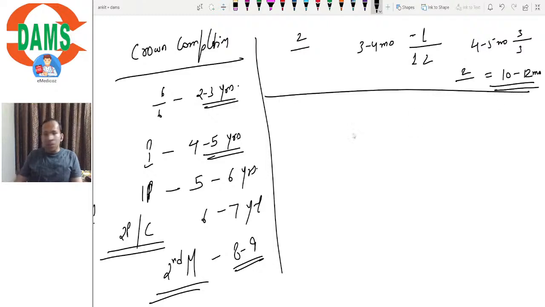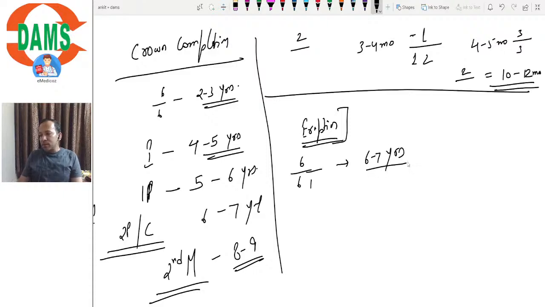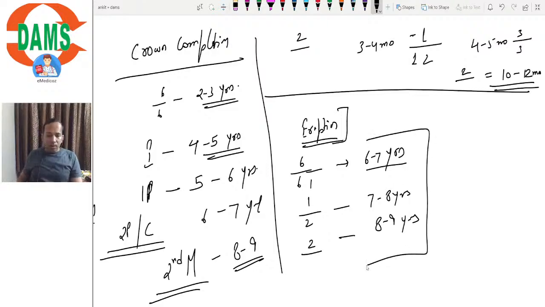So let's revise the eruption age once, if it is not a problem, okay? Which tooth will erupt first? First the upper and lower 6, along with the lower central incisor, at the age of 6 to 7 years. Upper and lower molars along with the lower central incisor at 6 to 7 years. Then upper central and lower lateral at 7 to 8 years. Then upper lateral at 8 to 9 years. Okay? Is it clear?